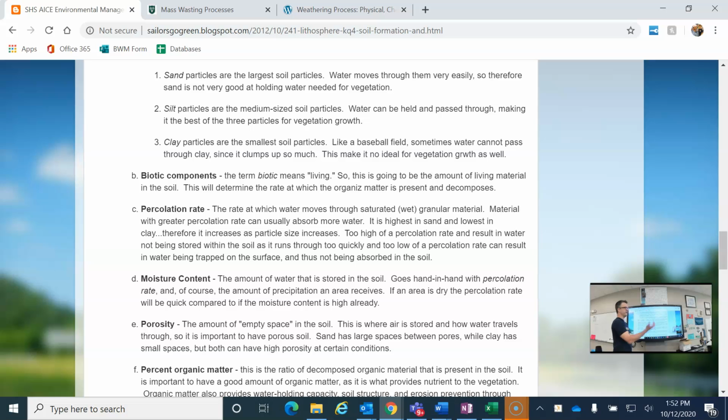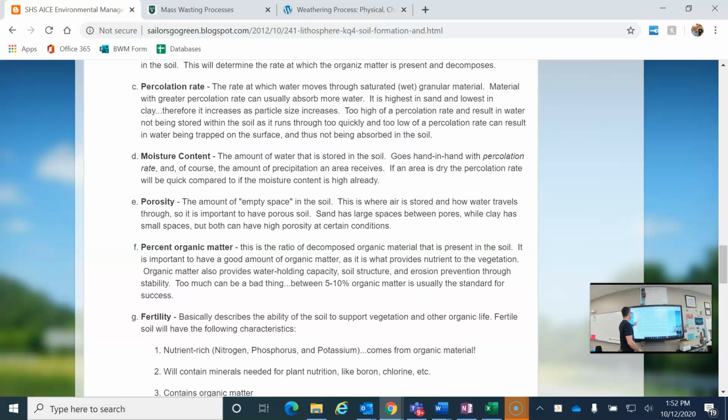Like I said, the clay doesn't really let the water through at all. Too high of a percolation rate will result in water not being stored. So again, that's why you want the medium, the silt for that. Moisture content is the amount of water stored in the soil. It goes hand in hand with percolation rate. So of course, silt will probably have the best of this. Clay, it's going to stay on top. Sand, it's going to go straight through. Porosity is going to be the amount of empty space in the soil. This is important because this is how air is stored and how water travels through.